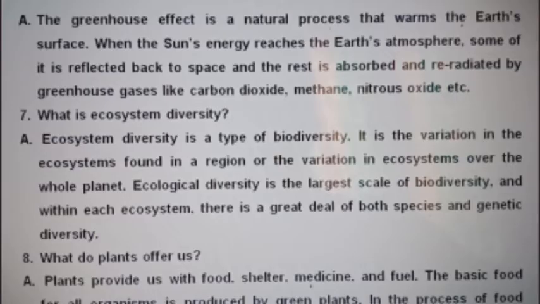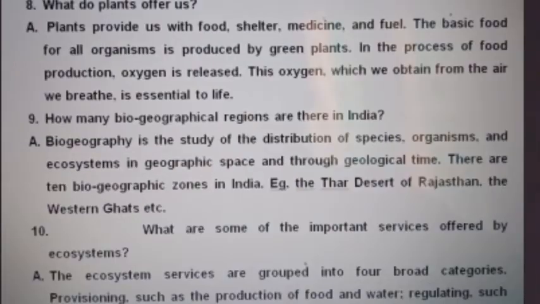Now the eighth question. What do plants offer us? Answer. Plants provide us with food, shelter, medicine and fuel. The basic food for all organisms is produced by green plants. In the process of food production, oxygen is released. This oxygen, which we obtain from the air we breathe, is essential to life.